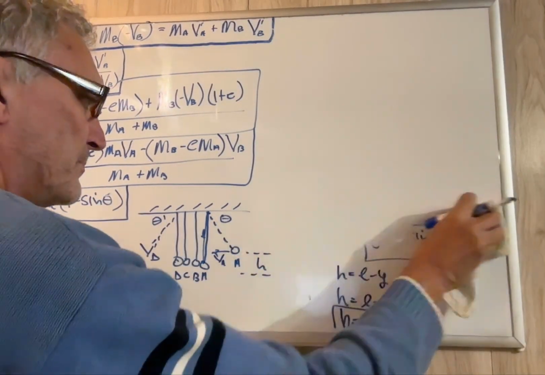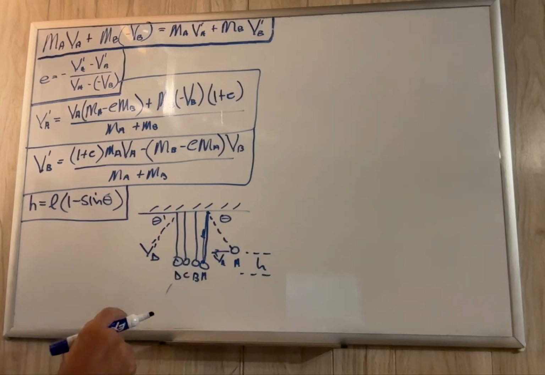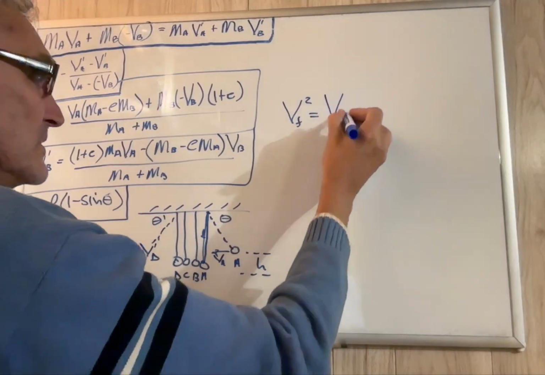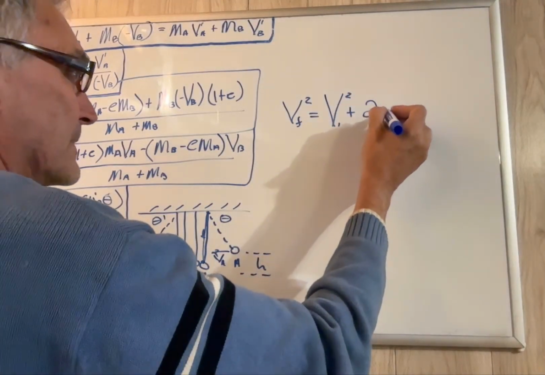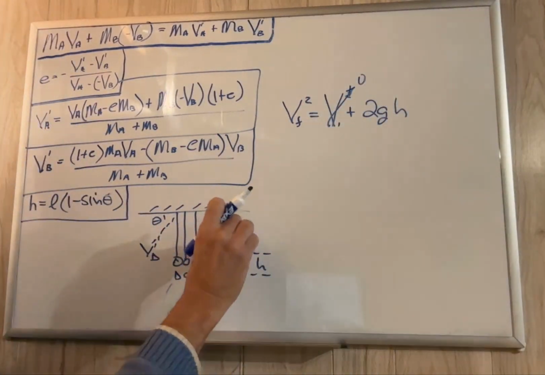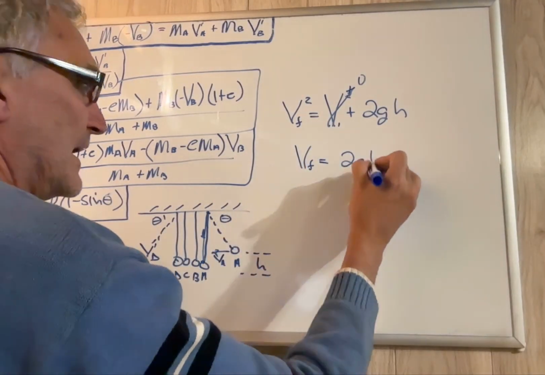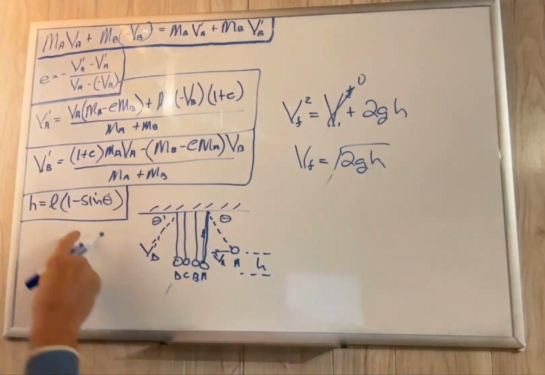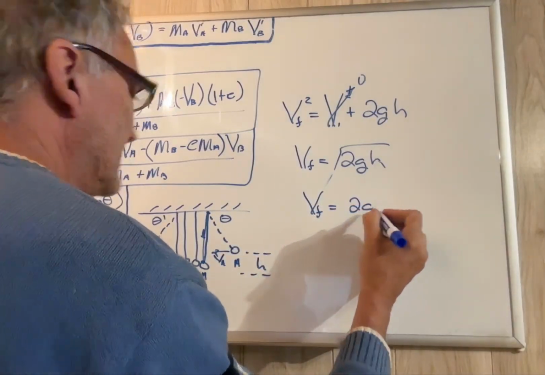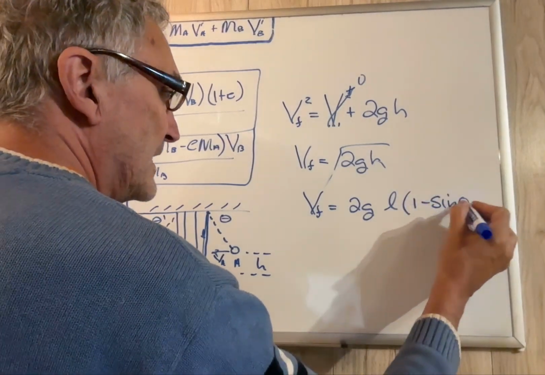If we pull ball A back, it's going to drop through this h. That means velocity final squared is equal to velocity initial squared plus 2gh. Well, we know the initial velocity is 0, because when we hold it here, it's 0. So our velocity final is going to be the square root of 2gh. Well, we know h, h is over here. So our velocity final is the square root of 2 times g times L times (1 minus sine theta).